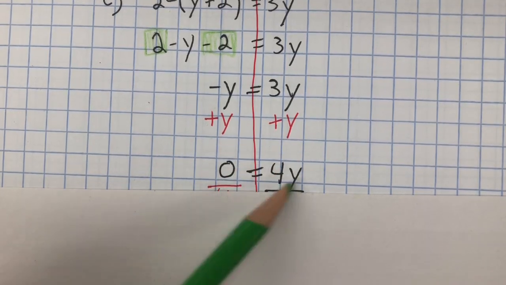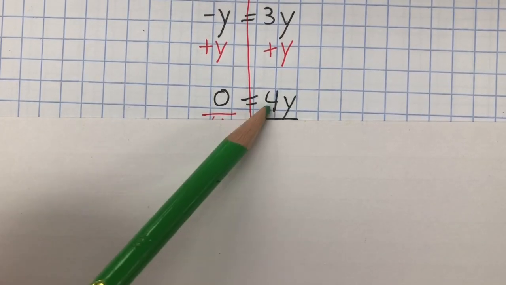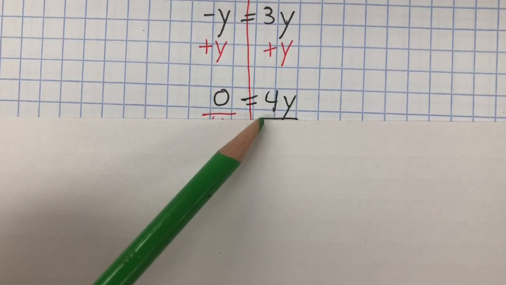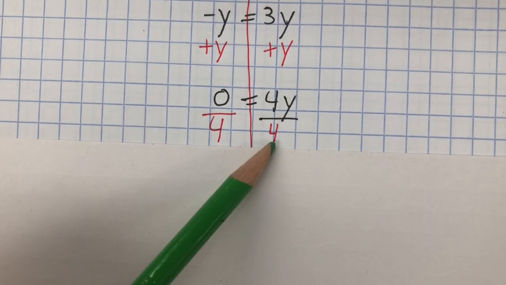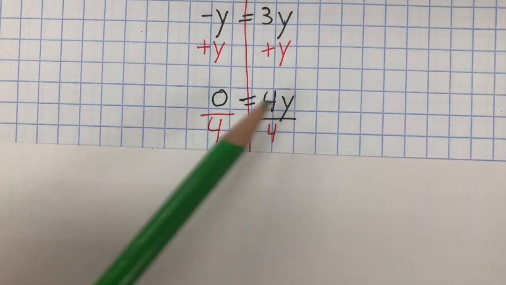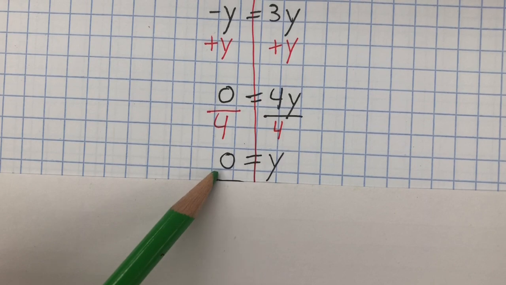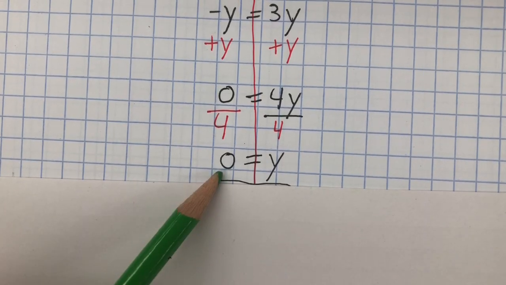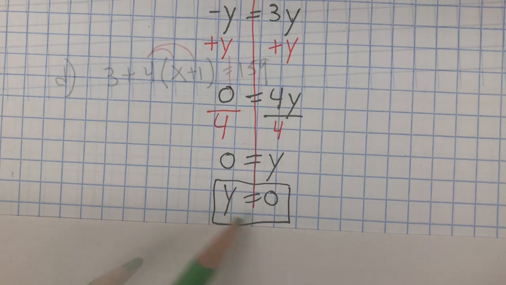Still don't have y by itself. So we have multiplication here, 4 multiplied by y. Inverse property of multiplication is division. Create the giant 1. What you do to one side, you do to the other. 1 multiplied by y is y. 0 divided by 4 is 0. And we don't want to know what 0 equals, so the proper way of writing this is y equals 0.